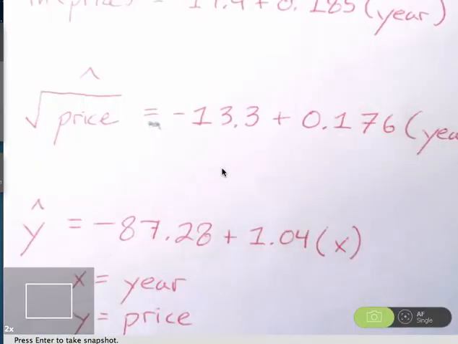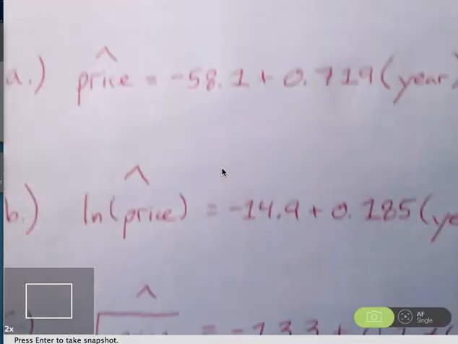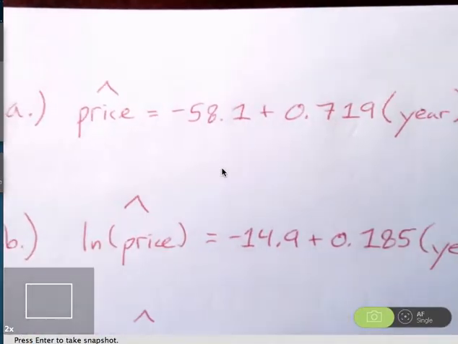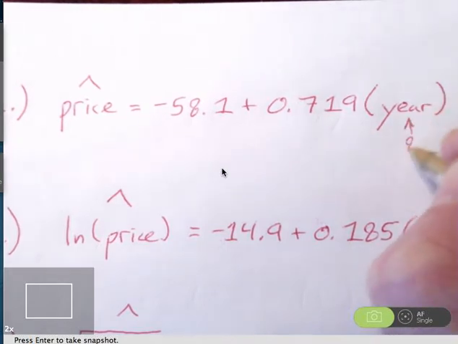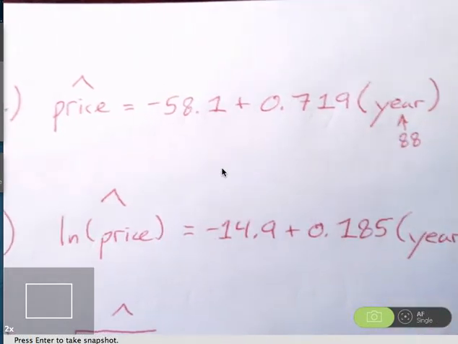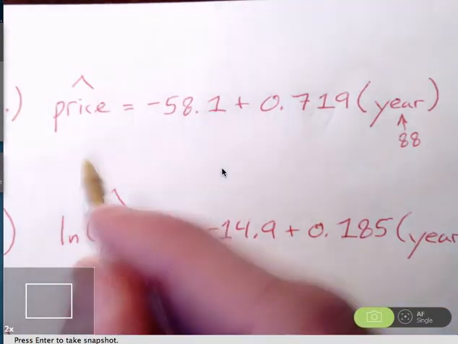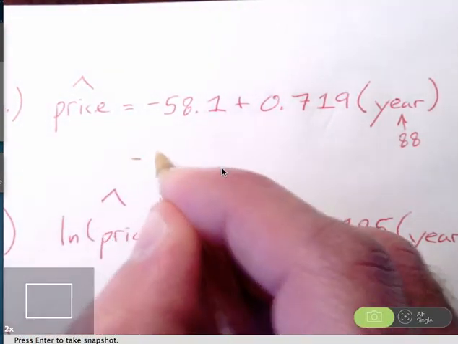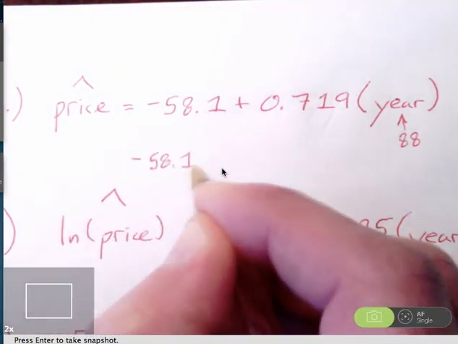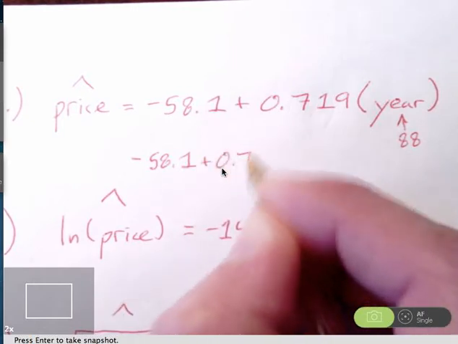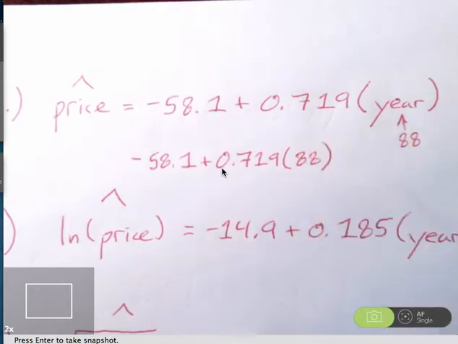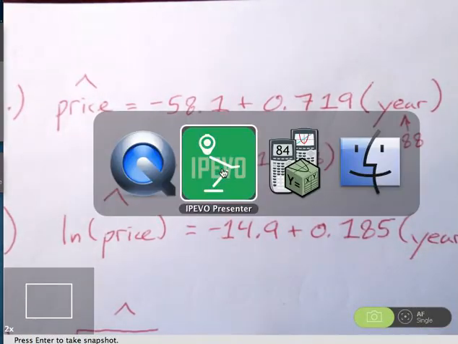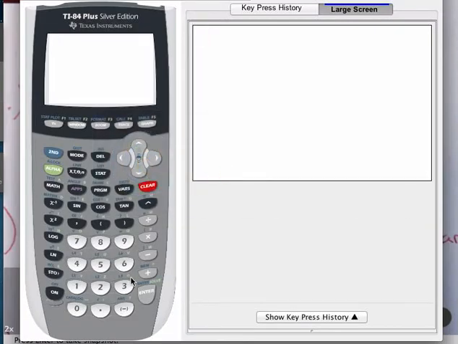So all you have to do for all of these, I've written out the models carefully. So here's part A, the linear model. All you have to do is put 88 in for the year. So you actually would want to take the time to write this out. Your estimated price would be negative 58.1 plus the slope of 0.719 times the 88, and that will give you your estimate.